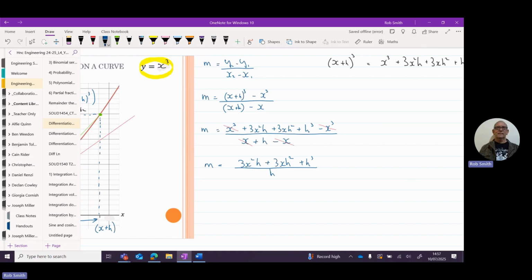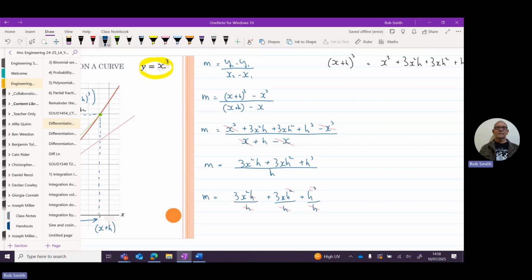So again, to get a better understanding, we expand it out a little bit more to make it easier to understand where things are going. So we've got 3x squared h divided by h, and we've got 3x h squared divided by h, and we've got h cubed divided by h. So first one, I've got h on the top, h on the bottom, so these will just cancel out. I've got h on the bottom and an h squared on the top, so that will cancel out with one of them. And I've got h on the bottom, that will cancel out with one of that and make that h squared.